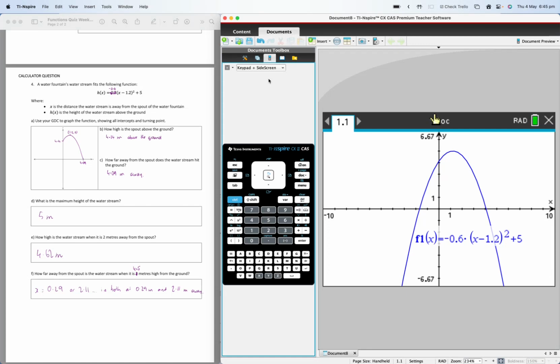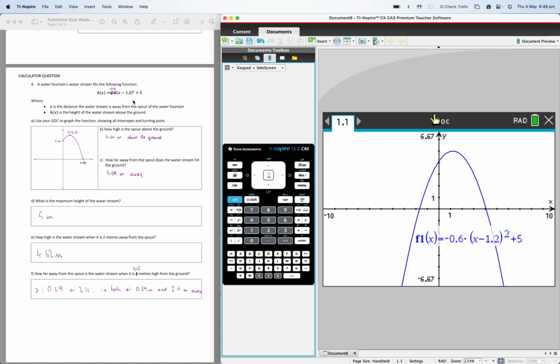So I thought I might do a quick graphics display calculator skills video for one of the quizzes we did, where you had to do a little bit of graphing using your GDC based upon a particular context. It's really important to understand the context, and it's really important how to use your graphics display calculator to solve the problems. Now, that's the function there, and it says a water fountain's water stream fits the following function.